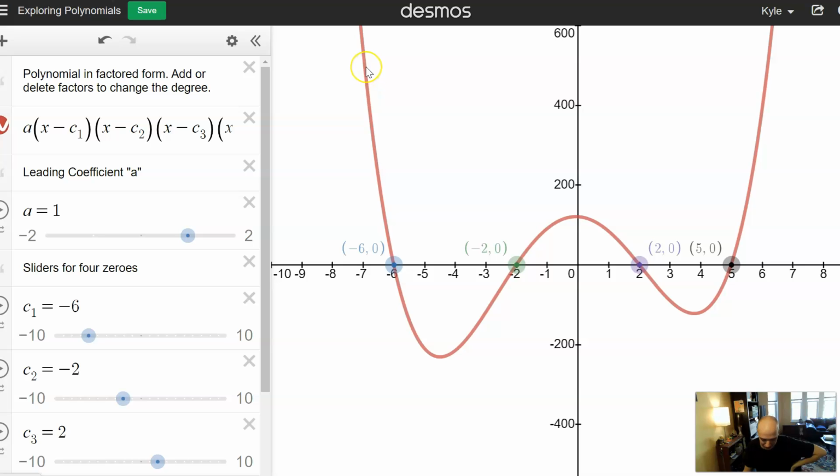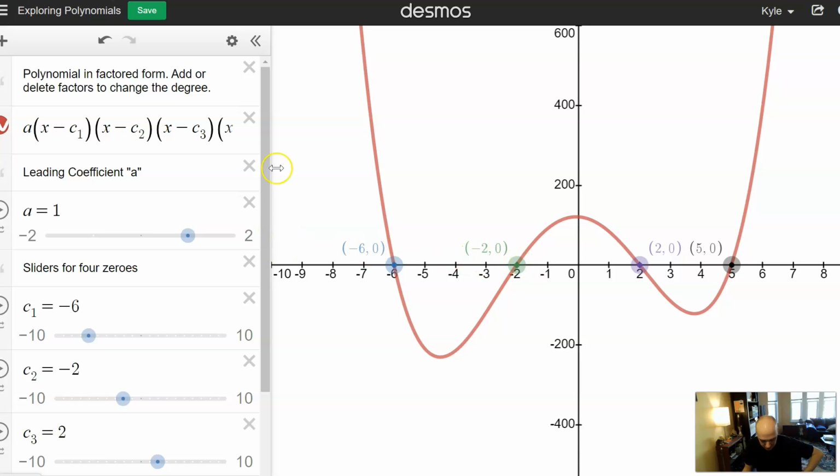So in this case, the graph starts up here. It hits this 0 at -6, crosses through, goes down, and then it just has to turn around and hit the 0 at -2. Crosses through, goes up. It has to turn right around, hit the 0 at 2, crosses, goes back down, has to turn around, and hits the 0 at 5. So you have to, more or less, have a turning point between every 0, and you have to hit every 0 of the equation.